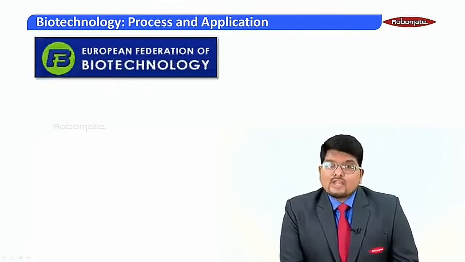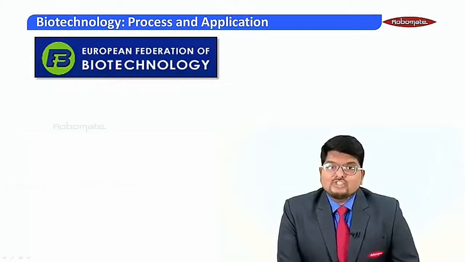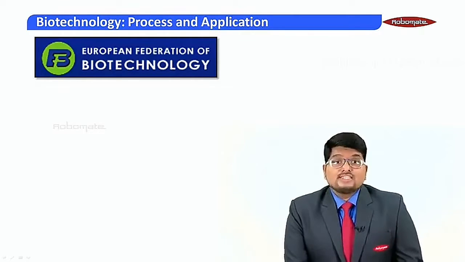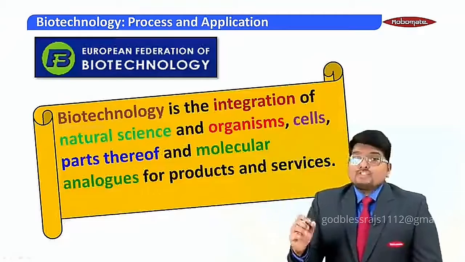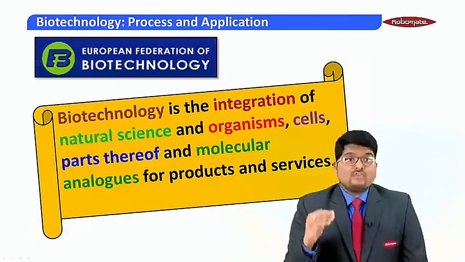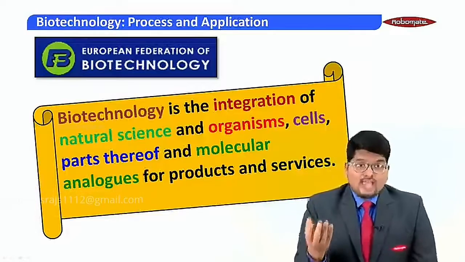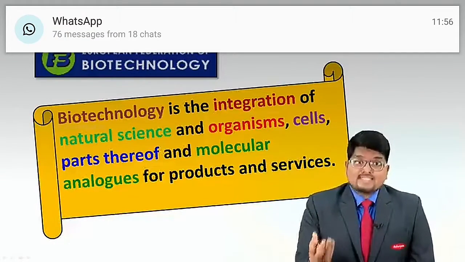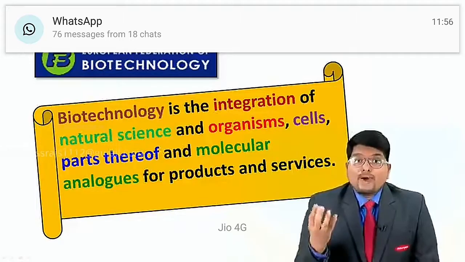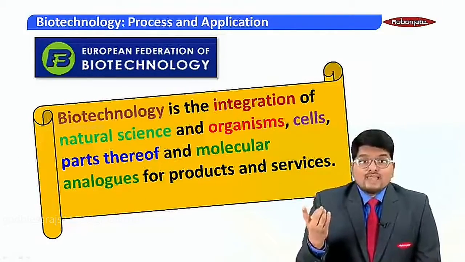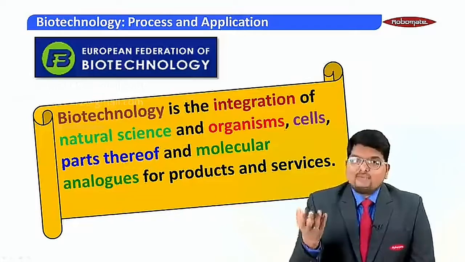So now let us have a look at this organization which is known as European Federation of Biotechnology. Now what does this organization do? This organization gave us the standard definition of biotechnology, which goes as: biotechnology is the integration of natural science. So we are utilizing natural sciences. Next, and organisms. So we are utilizing whole organisms. Cells, we are also utilizing cells. Parts thereof, that means we are utilizing certain cellular organelles or the parts of the cell. Then what are we utilizing next? We are utilizing molecular analogs. Molecular analogs can be the macromolecules like DNA, protein, etc.